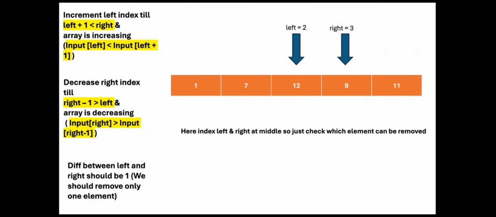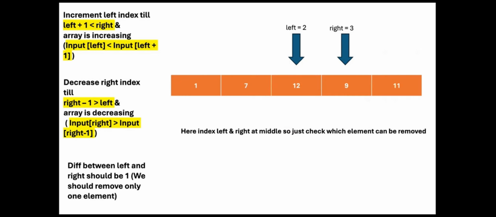Now here the indexes left and right are at the middle of the array, right? So just check which element can be removed. How can we decide? Either you can remove the element at the left index or the element at the right index. How will you decide? Because from the beginning till left, you have already parsed it. It means it is strictly increasing. From right to the end, you have already parsed it, and it is strictly increasing.